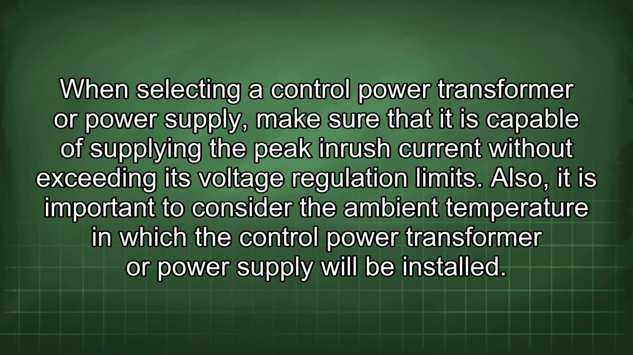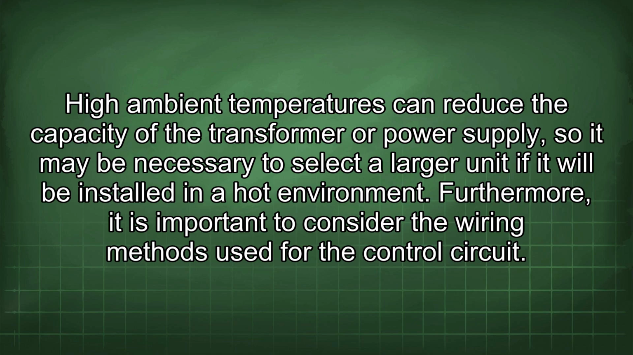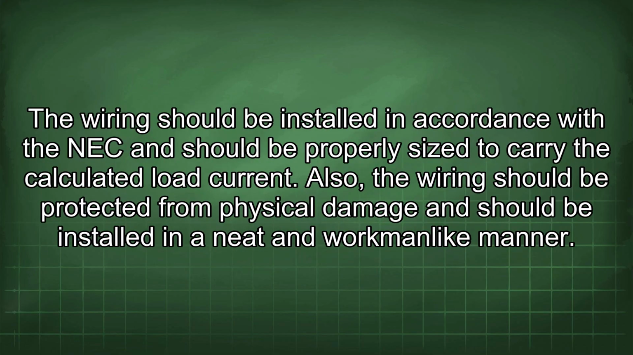Also, it is important to consider the ambient temperature in which the control power transformer or power supply will be installed. High ambient temperatures can reduce the capacity of the transformer or power supply, so it may be necessary to select a larger unit if it will be installed in a hot environment. Furthermore, it is important to consider the wiring methods used for the control circuit. The wiring should be installed in accordance with the NEC and should be properly sized to carry the calculated load current. Also, the wiring should be protected from physical damage and should be installed in a neat and workmanlike manner.